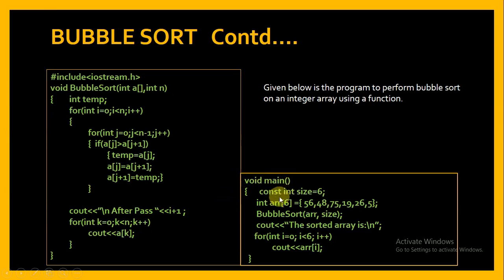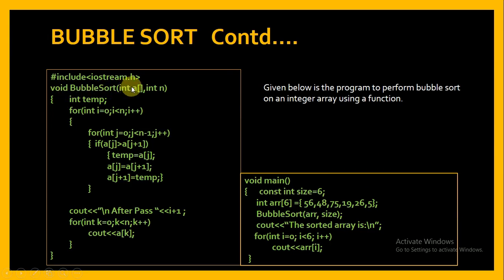This is the main in which we are declaring a constant integer of size 6, and then we are declaring an array of size 6 in which we are storing some values. You can see these values are not in sorted order. Now we are calling the function bubble sort in which we are passing an array and its size. So let us call this function.